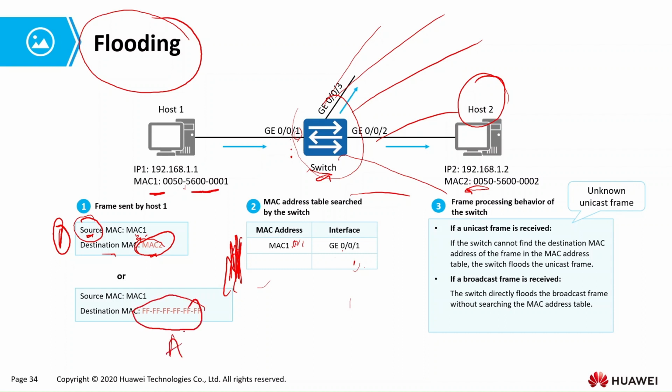The second condition is when your destination is FFFF, the broadcast. Recall from week 2 we learned about ARP. You are going to send an ARP request because you have the IP address of host 2 but you don't have the host's MAC address. So what do you do? You need to send out an ARP request broadcast, with the destination being broadcast. This is another scenario where the switch will flood your Ethernet frame.